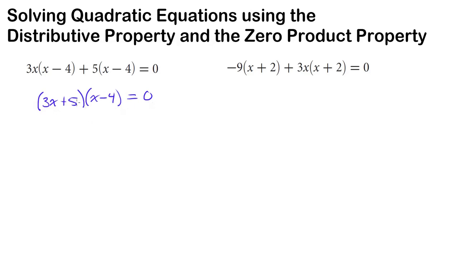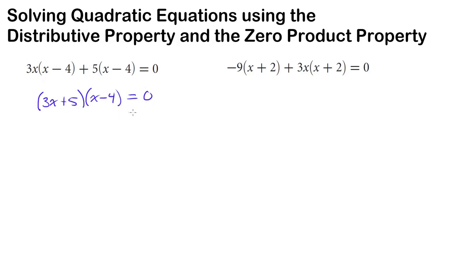Now the reason why that works is because if I were to FOIL this, it would be exactly the same as this. Think about it. First, I would multiply 3x times x minus 4, which is what's happening here. Then I would multiply 5 times x minus 4, which is what's happening here. And then I would combine like terms, which is what's happening here when we add. So you can see that this form of this equation is the same as this form.